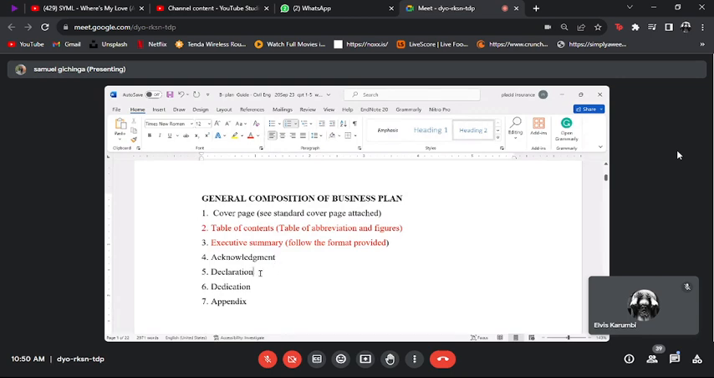Declaration, you will declare that this document is your original work and it has never been presented to any other university in Kenya or elsewhere, and you are the original owner. Dedication, you can dedicate it to your friend, mother, father, and other people. Appendix, if you have a map showing the direction of your business, or probably you have a picture or an architectural drawing or a design like you engineers, you'll attach it there. We're allowed to do that. There's a lot of freedom under this.